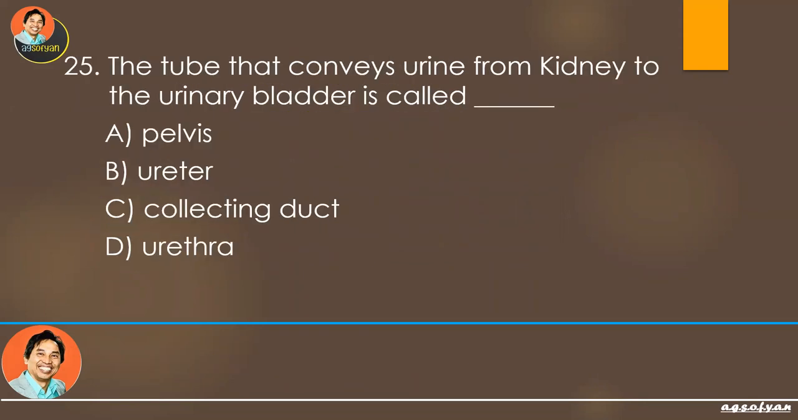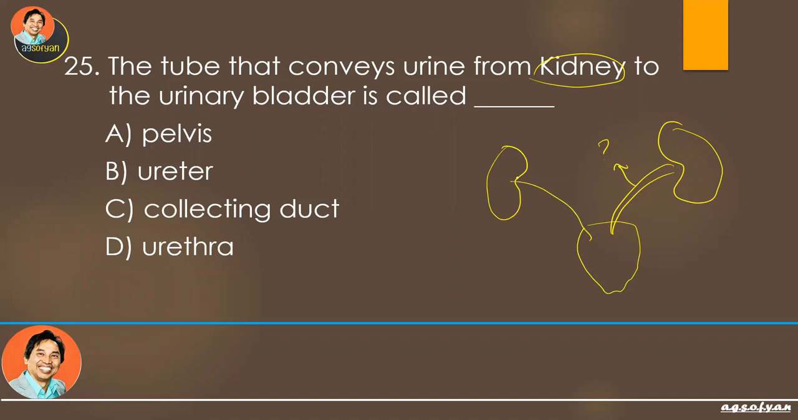The tube that conveys urine from the kidney to the urinary bladder. You have the urinary bladder over here, so there should be two kidneys and two of this tube. So what is the name of this tube? Again, you should memorize the organs of the urine system. Start from the kidney, and then the ureter, and then the bladder, and the short channel is called the urethra. So the answer should be the ureter, from kidney to bladder.